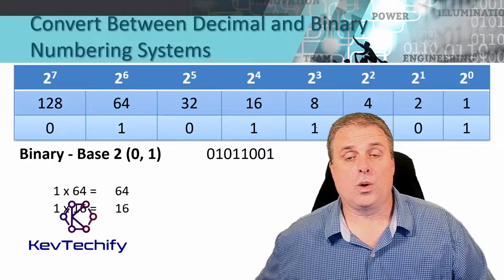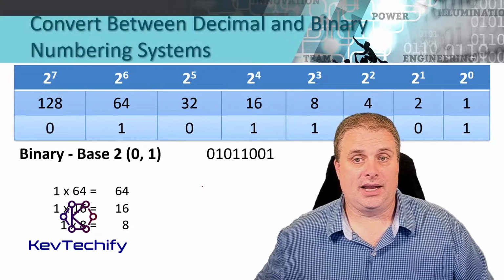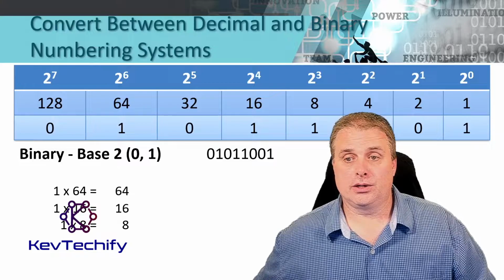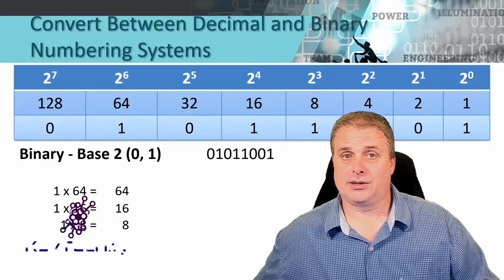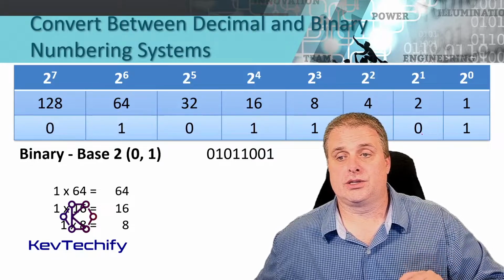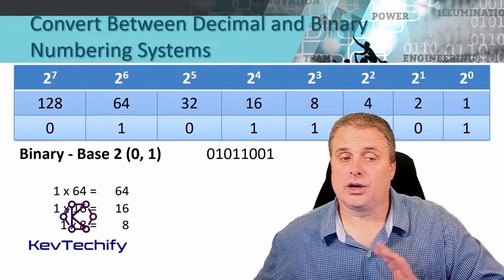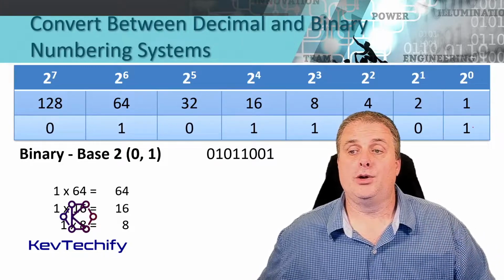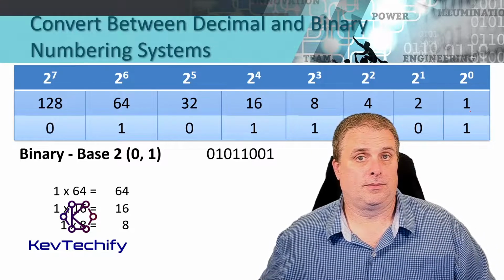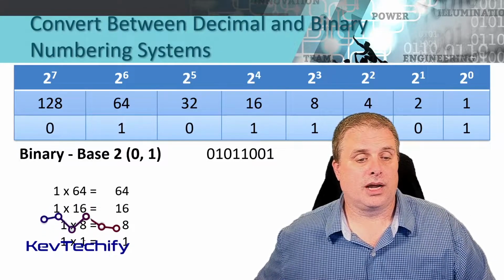I also have a 1 in the 8th column. I'm going to put that in my calculations. 1 times 8 equals 8. There's a 0 in the 4 column. 0 times 4 doesn't affect my number. I'm not going to put that in my calculations. Same thing with 0 times the positional value of 2. That equals 0. I'm not going to put that in my calculation. But I do have a 1 in the ones column. I will put that in my calculation. Down here, that gives me 1 times 1.